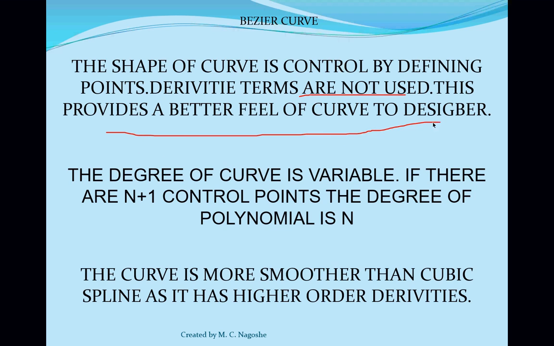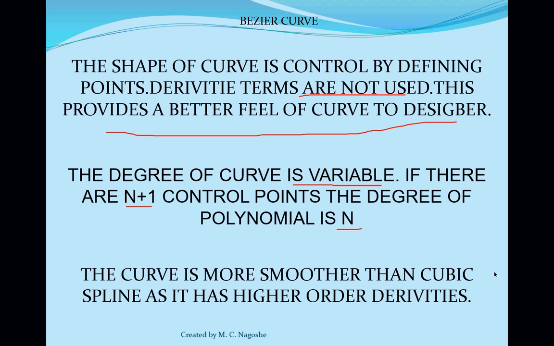This provides a better feel of the curve to the designer because simply I can change the shape of the curve very easily. The degree of the curve is variable, so it is not constant, whereas in the Hermite cubic spline it's order 3 only. Here the degree will keep on changing if the number of points changes. 4 points, cubic order; 5 points, fourth order. So I can say if there are n plus 1 control points, then my order of polynomial will be n. That is one of the important features. Blending is out of the question, which we have already seen, because it requires a relocation or reorientation of the points.